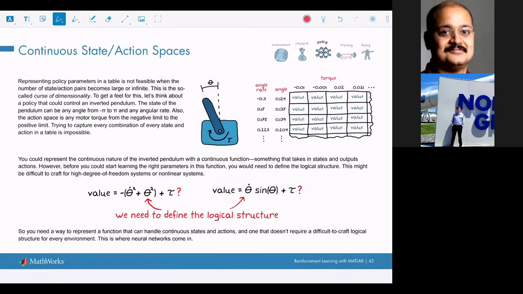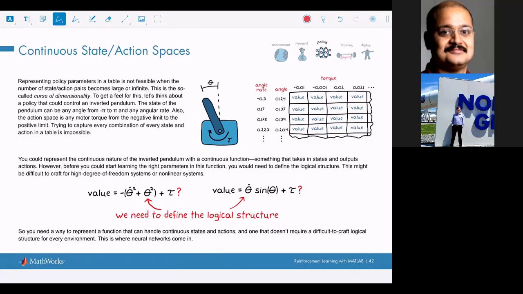For example, in this case, you have an inverted pendulum problem. I would strongly encourage you to run this code and see reinforcement learning in action. I will show you where this inverted pendulum problem is inside MATLAB. It is pretty cool, the way it solves the inverted pendulum problem.